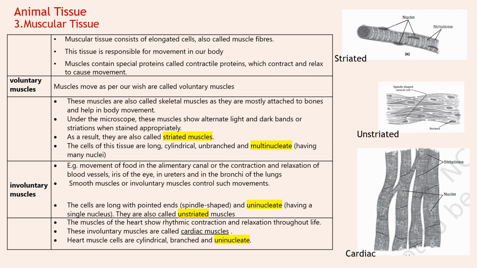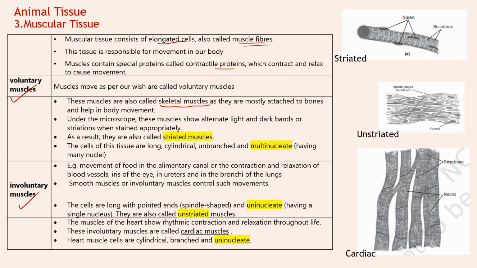Now the third type of animal tissue is muscular tissue. Muscular tissue cells are elongated cells. They are also called muscle fibers. They consist of contractile protein, and this protein will contract and relax to cause movement. Now there are two types of muscle, voluntary muscle and involuntary muscle. Voluntary muscles are the muscles which move according to our wish. These are also called skeletal muscles, and they are mostly attached to the bones.